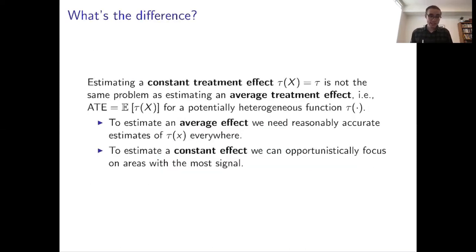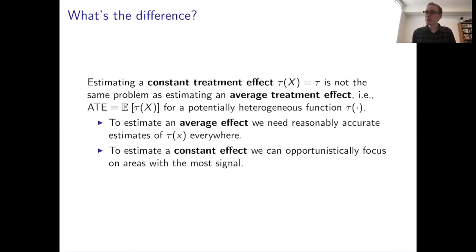All right, the last thing I wanted to say about estimating constant treatment effects, and this is a little more of an aside, is that some of you may be confused. We talk about estimating average treatment effects. We talk about estimating constant treatment effects. What's up with that? They seem like very similar estimates, very similar problems. Why is there a difference?